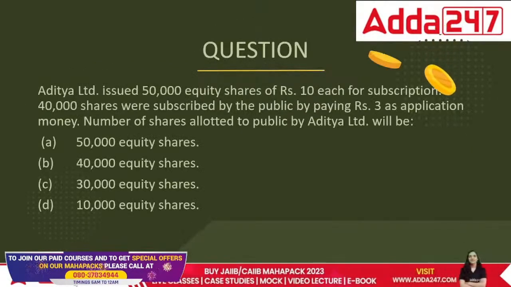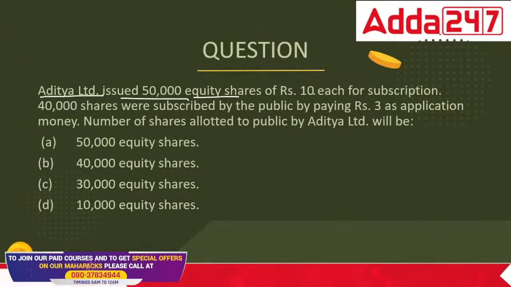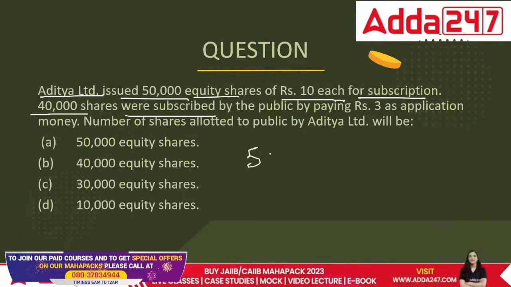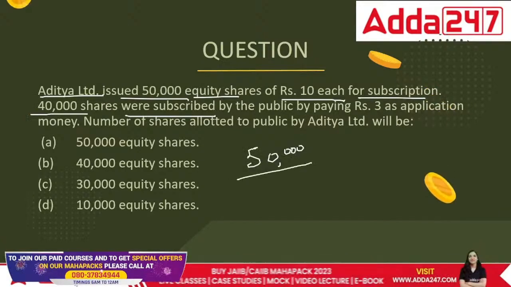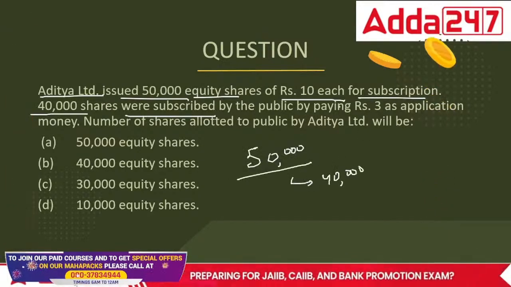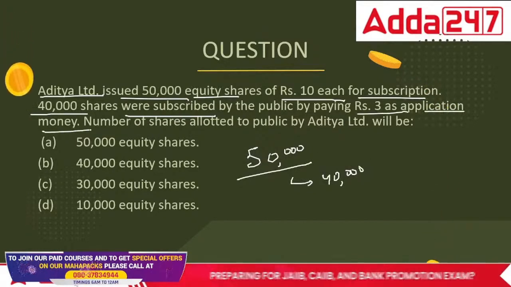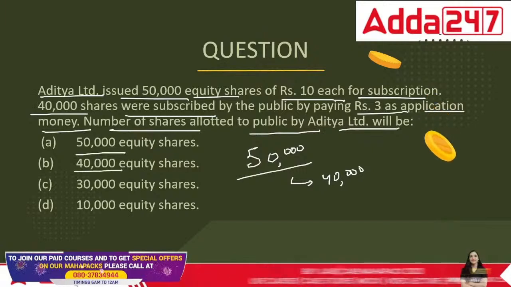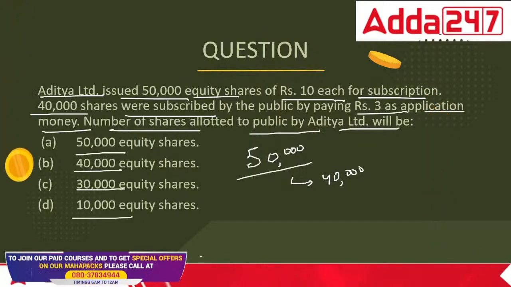Here comes the next question. Aditya Limited issued 50,000 equity shares of rupees 10 each. For subscription, 40,000 were subscribed by the people. Overall, if 50,000 were issued and people have taken 40,000, by paying rupees 3 as application money, the number of shares allotted to the public will be 50, 40, 30 or 10.